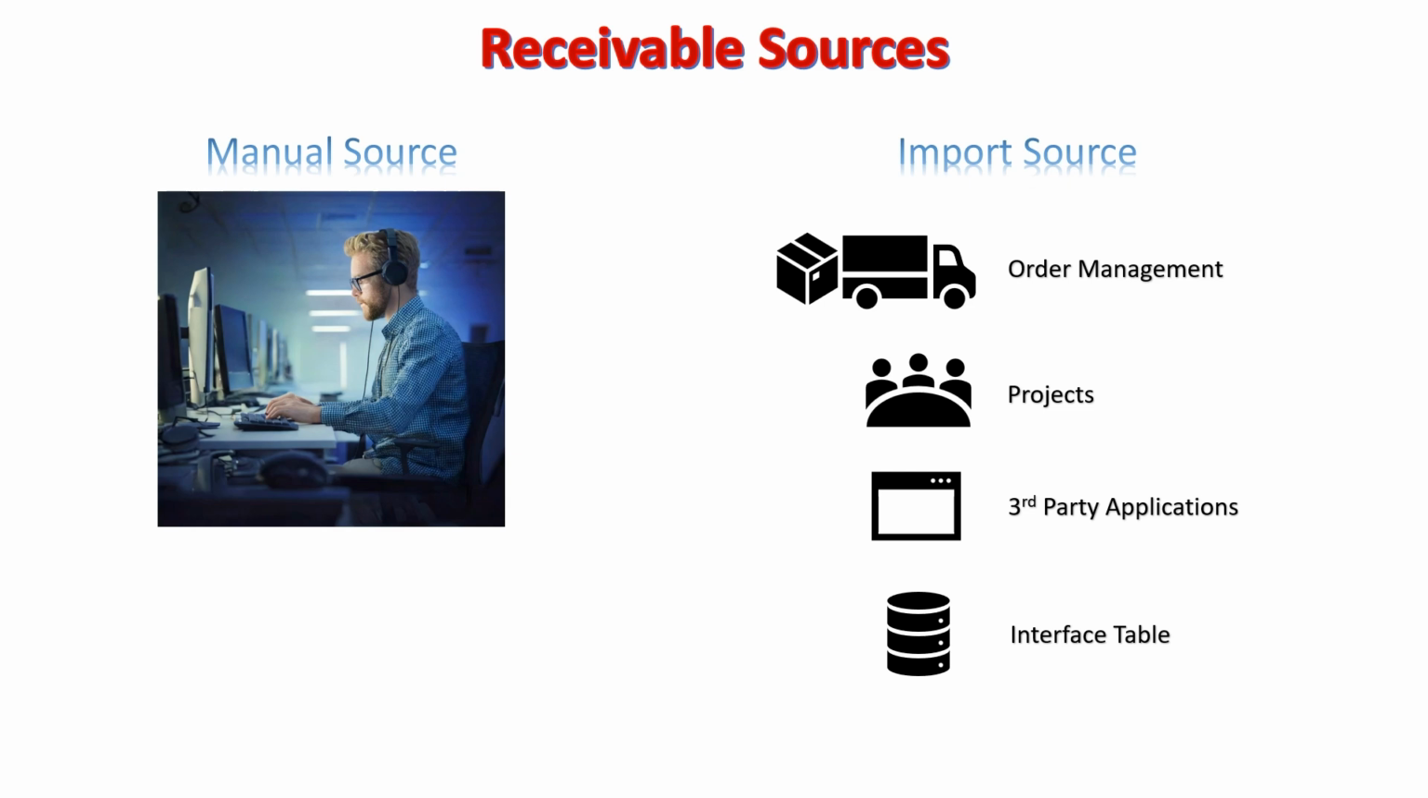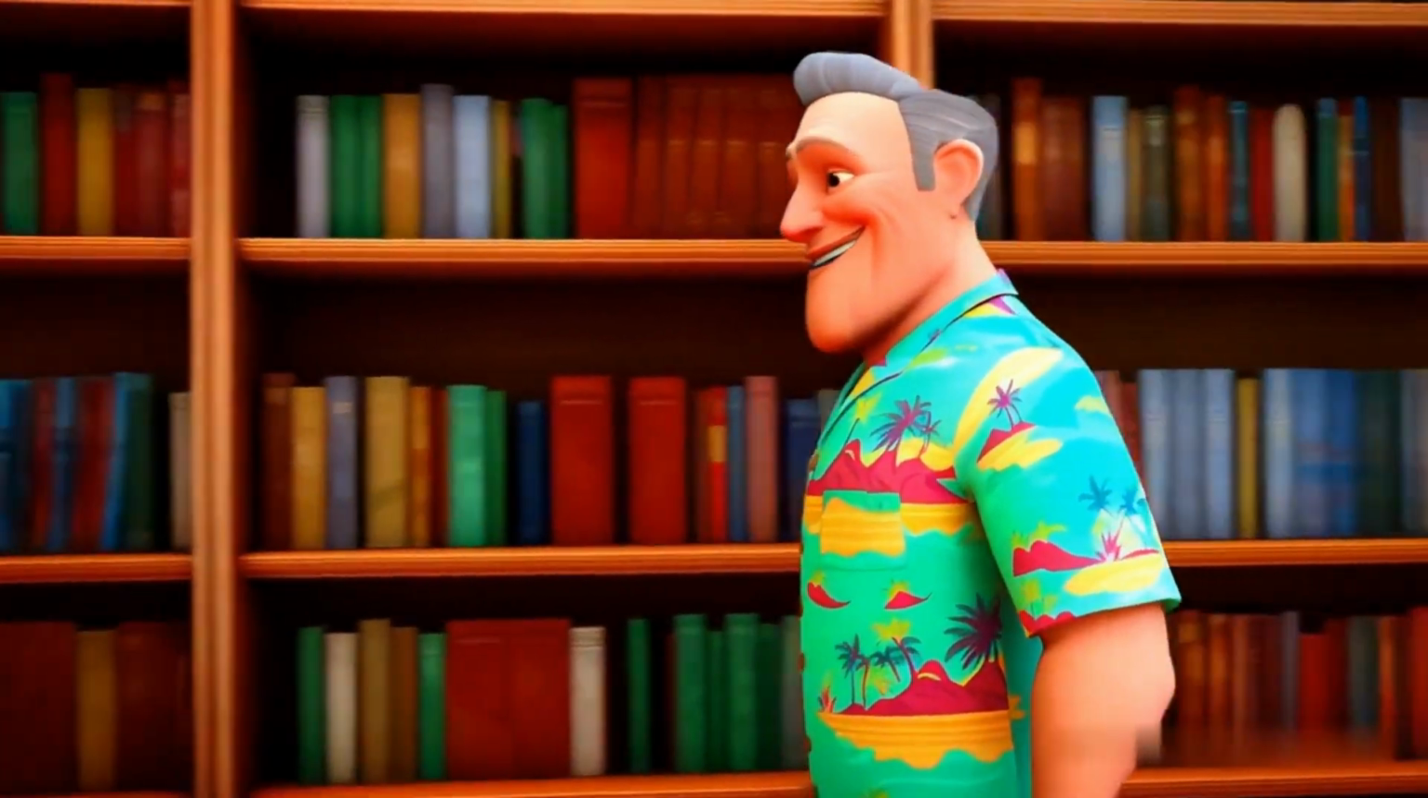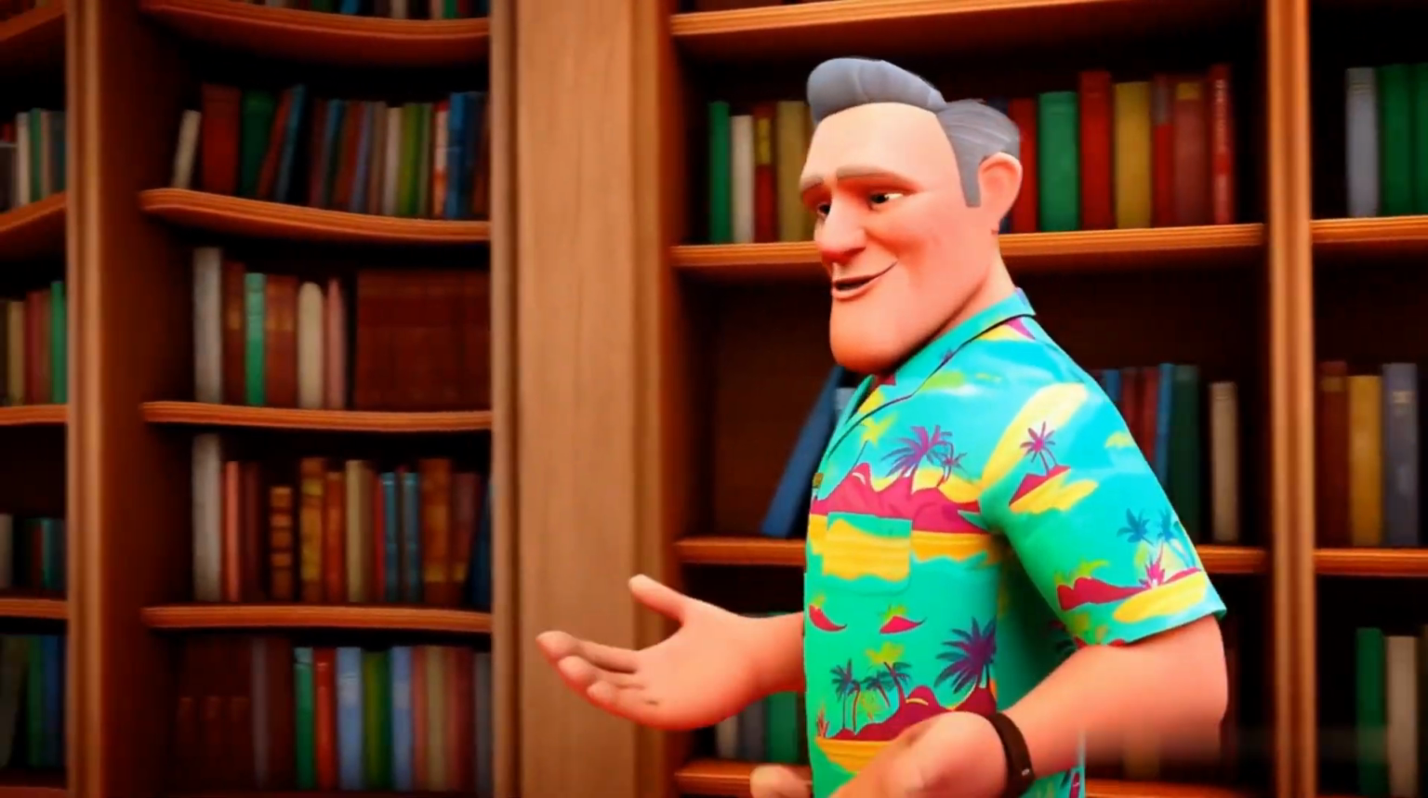Well, here's where it gets interesting. When invoices come through the import source, the interface import program reads the raw data and converts it into real, valid invoices. But here's the challenge. How does Oracle know how to map this data correctly? How does it handle errors? How does it ensure invoices are structured the right way? That's where transaction source steps in.